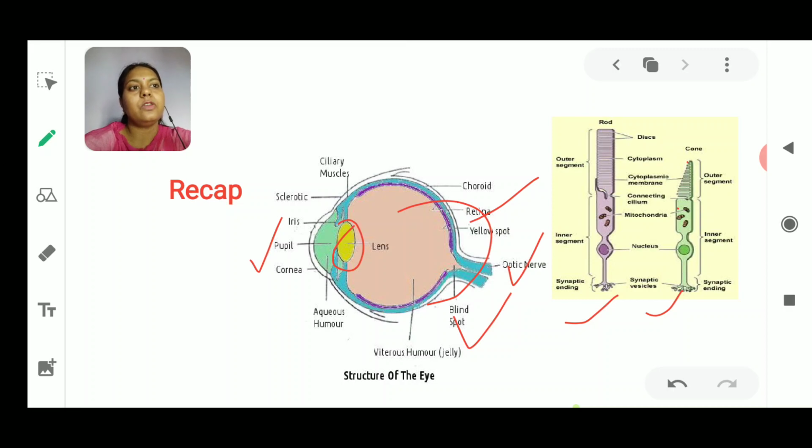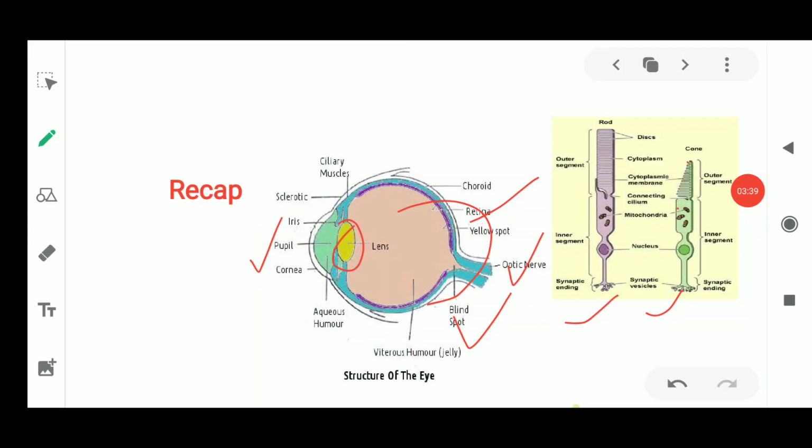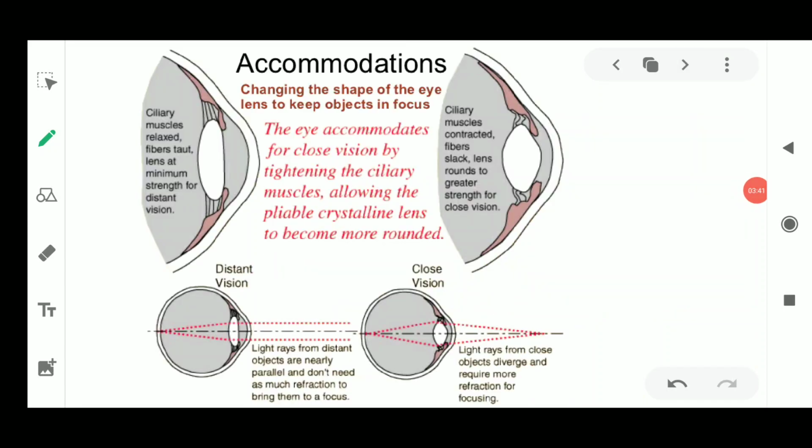So we will move on to the first slide, and let us see what all things are present in today's explanation. Okay, so we move on to the next slide, that is accommodation. Today's first topic will be accommodation.